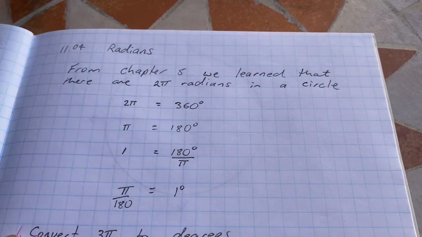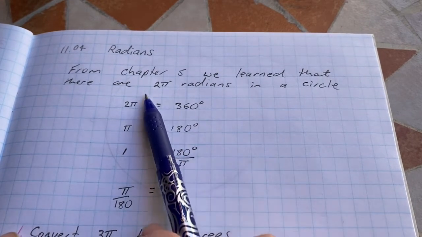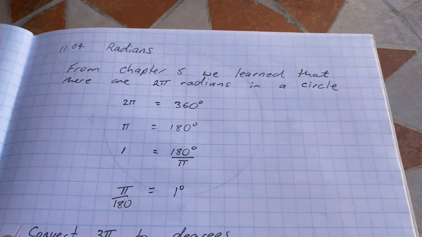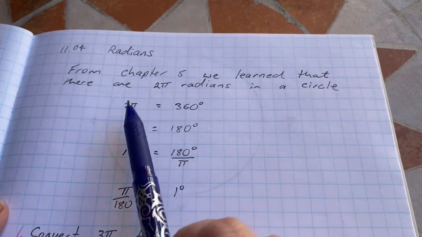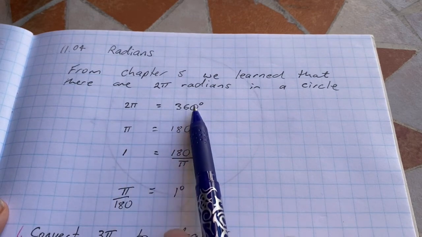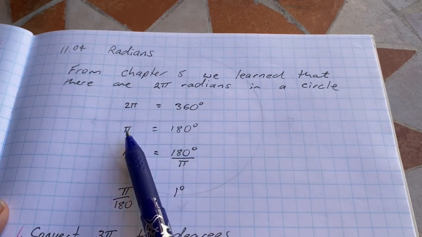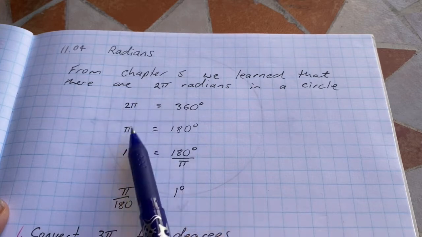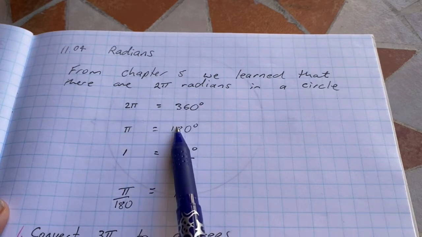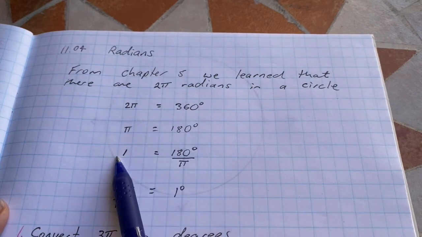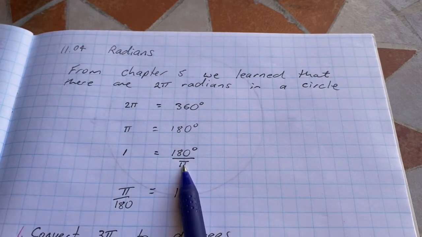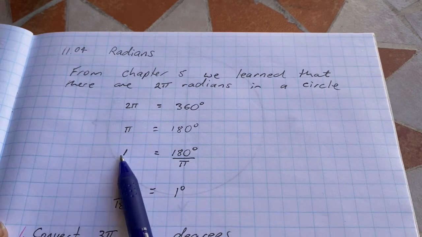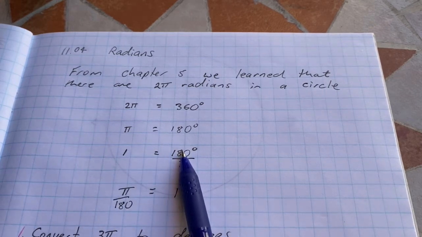Now we did learn about radians in chapter 5. We learned that there are 2 pi radians in a circle. And I'm just going to review a couple of results from that. So 2 pi is equivalent to 360 degrees. Pi then is equivalent to 180 if you halve each of those. If I divide each of these by pi, this is 1 radian is equivalent to 180 over pi. So that's a useful conversion that we can use.